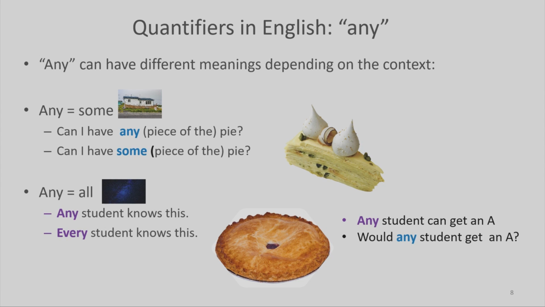Here is another pair of very, very similar sentences with completely different meaning of the word any. If I say, any student can get an A in this class, I mean every single one of you can get an A in this class. If I'm scratching my head and saying, would any student get an A, I want at least one of you to get it.